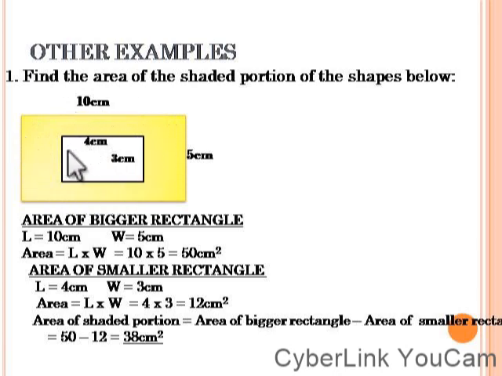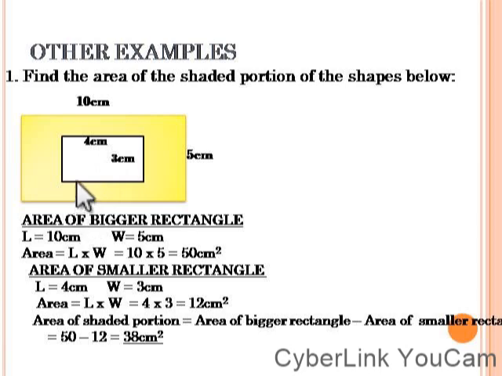That means this portion that is not shaded, we have to remove it. Meaning that we have to find the area of the overall shape, and we find the area of this inner side that is not shaded. Then when we find the area of the shaded portion, it will be the area of the overall shape minus the area of the smaller shape inside that is not shaded.